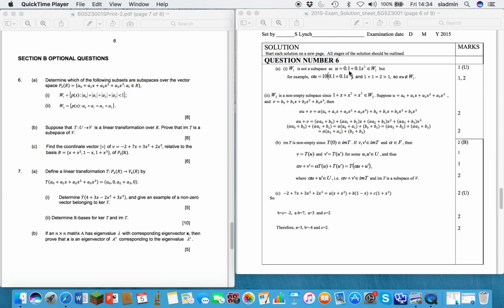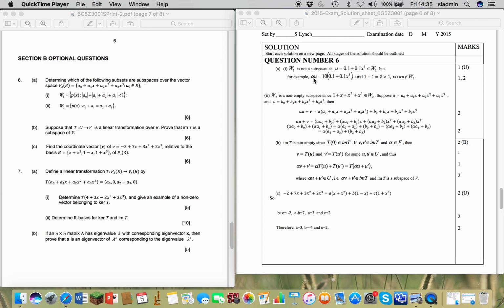because the vector 0.1 plus 0.1x cubed is in W1. Okay, because the modulus of A0 is 0.1, the modulus of A1 is 0, the modulus of A2 is 0, and the modulus of A3 is 0.1. So the modulus of A0 plus modulus of A1 plus modulus of A2 plus modulus of A3 in this case is equal to 0.2, which is certainly less than 1. So this vector does belong to W1.